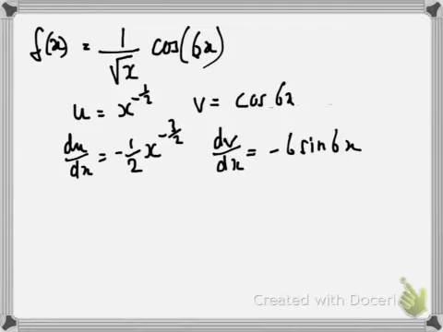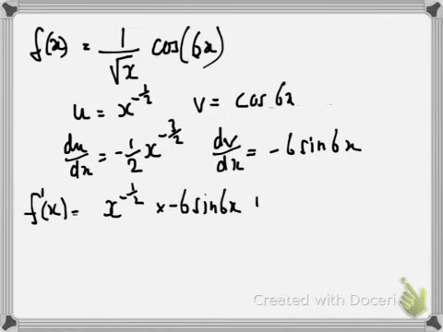All right, now we've got those straight after a little bit of trouble. Let's apply the rule. So f dash x equals u, which is x to the negative a half, times dv dx, which is negative 6 sine 6x, plus v, which is cos 6x, times du dx, which is negative a half, x to the power of negative 3 on 2.